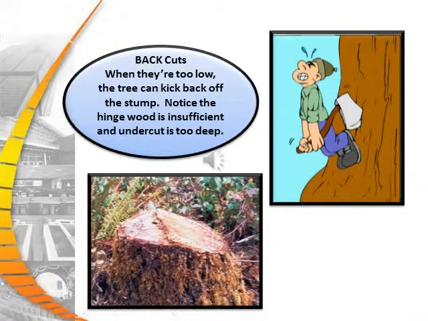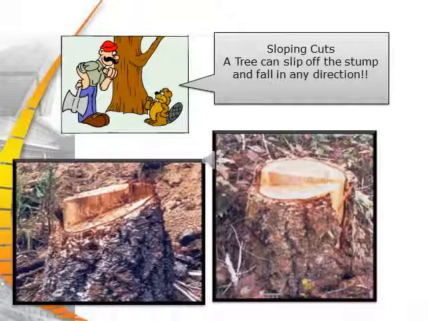When a back cut is too low, the tree can kick off the back of the stump. Notice the hinge wood is insufficient and the undercut is too deep. A sloping cut. A tree can slip off the stump and fall in any direction when looking at these pictures depicted of a sloping cut.